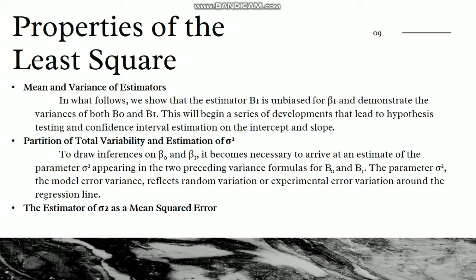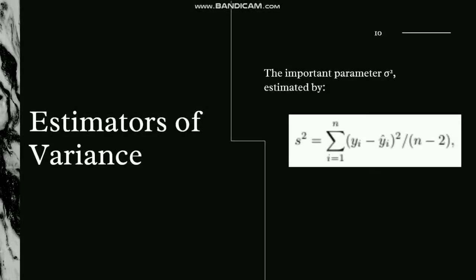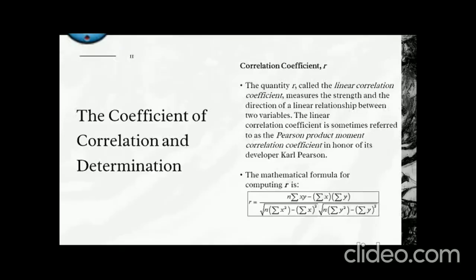The third one is the estimator of variance as a mean squared error. And then, these are the formulas of the estimators of variance. Next, correlation and determination.